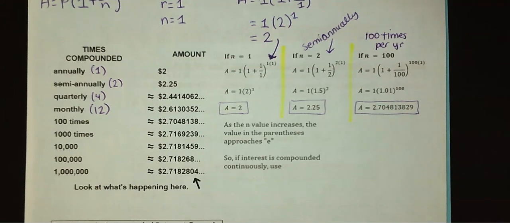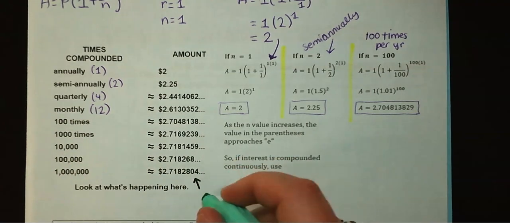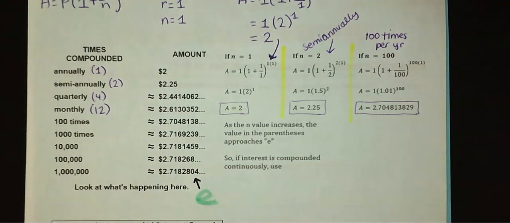I started at 2, and it does go up for a little bit. But this last one I've got here is 1,000,000 times I compound the interest. You can see it's approaching a value, and the value that it is approaching is what we were talking about with the natural logs. This number is that E. So that's where that came from. If I plugged in 2 million or 3 million for my number of times compounded, it would just get closer and closer to that number E.